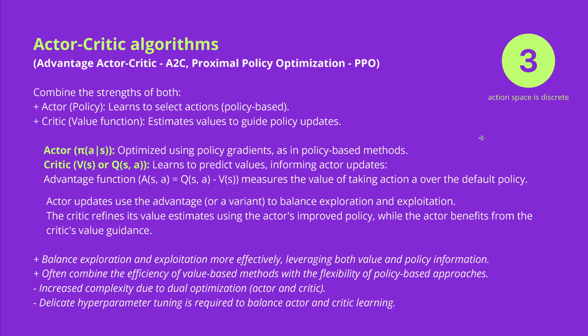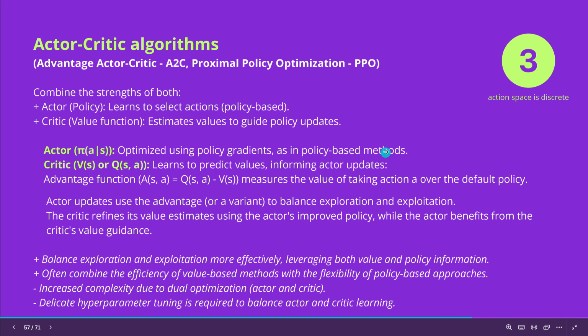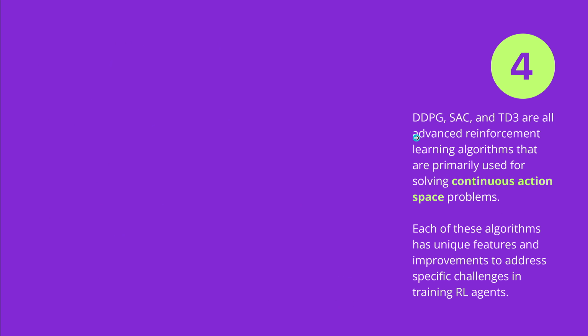And as I showed you, the best of both worlds. We have the advanced actor-critic, the A2C or the PPO, where you combine the strength of both the actor, policy, and critic, value function, with the pros and cons of those systems. But remember here, the action space can be discrete.